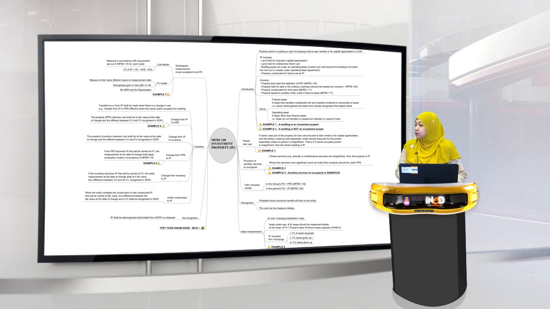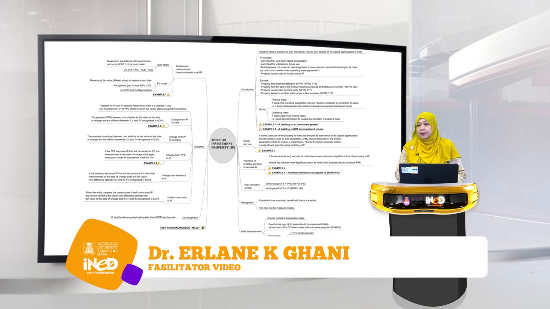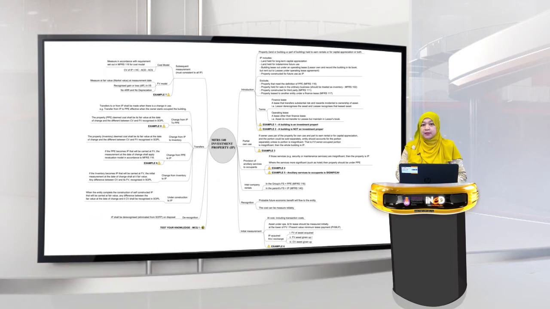So today we're going to go into a new MFRS which is related to investment property. This is MFRS 140, another MFRS that is often used by companies as they may have this kind of asset in their company. So to begin with, I'm going to explain what we are going to learn for today.